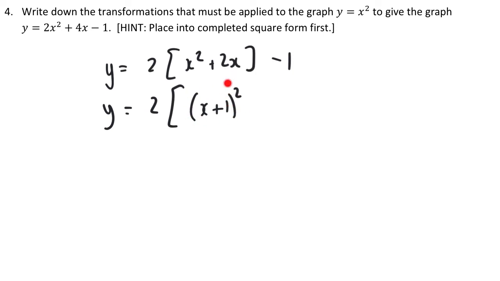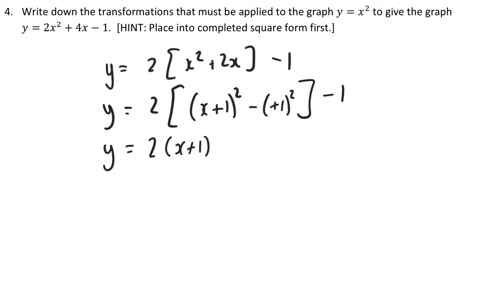But this is too big. This does not equal the x squared plus 2x, so we need to take away the square of plus 1. So whatever the term is that we've just put in as the second one in the bracket, we need to take away its square. And we've got this minus 1. So y equals 2 upon x plus 1 squared minus 2 minus 1. So y is 2 upon x plus 1 squared minus 3. So 1 squared is 1, minus 1 times 2 is minus 2, take away 1 is minus 3.